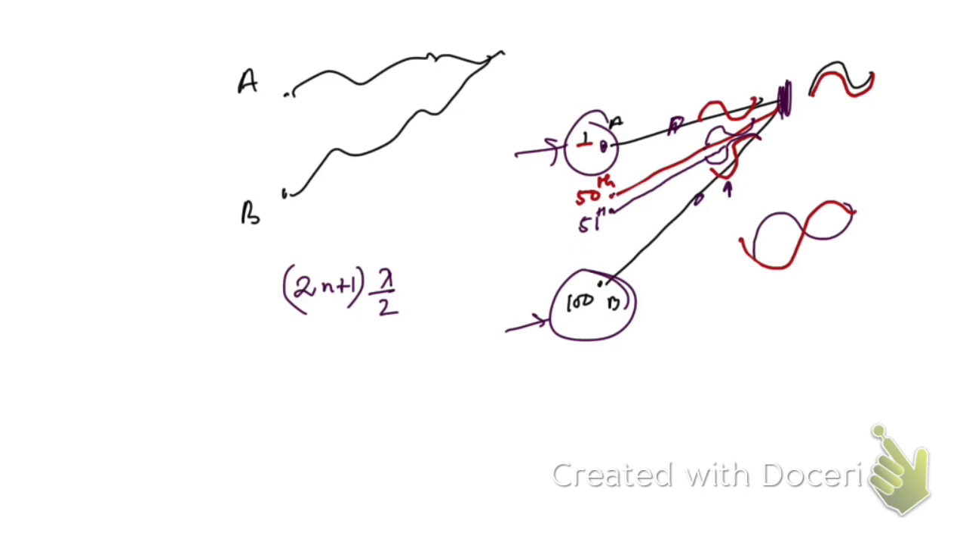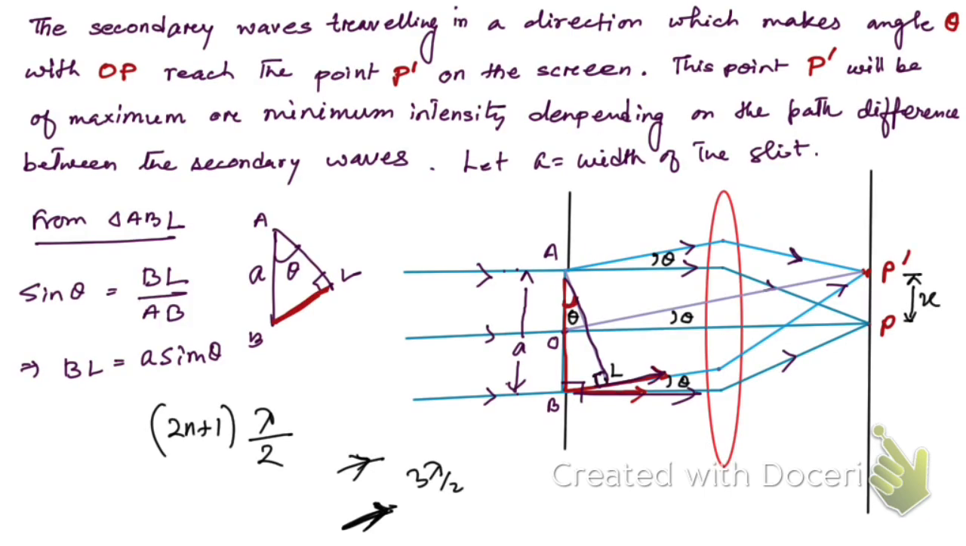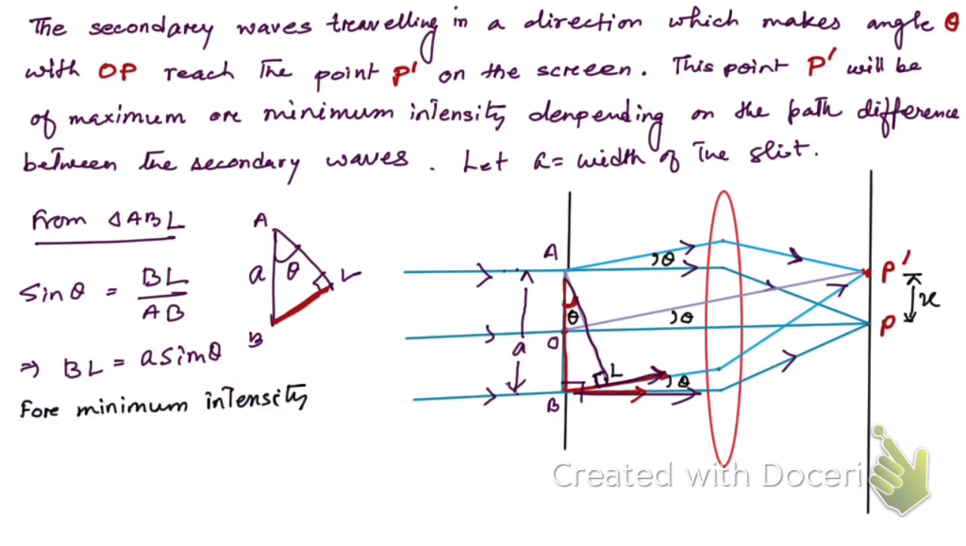Now let me go back to the slide. So now let me clean these things and let me write what I have explained now. For minimum intensity, this BL must be equal to n into lambda, where n is equal to 1, 2, 3, and so on, right?